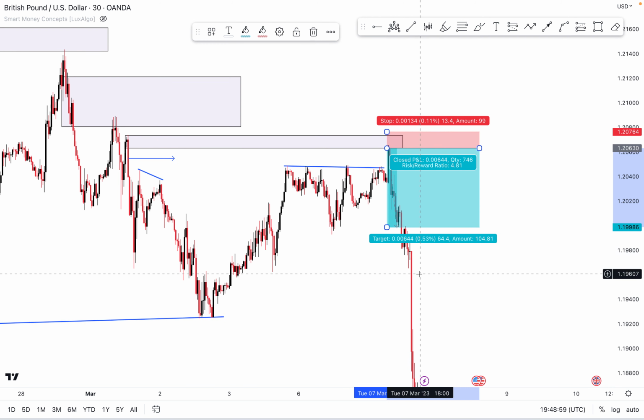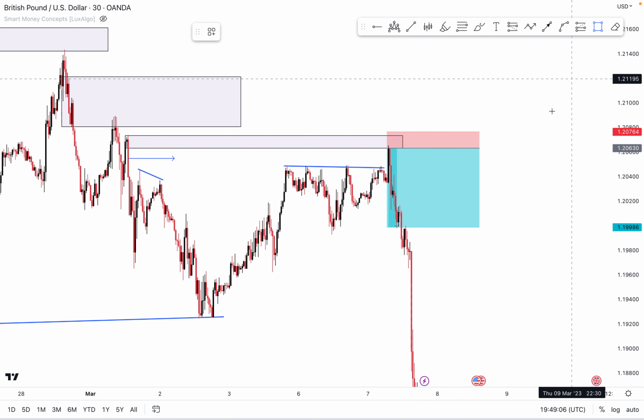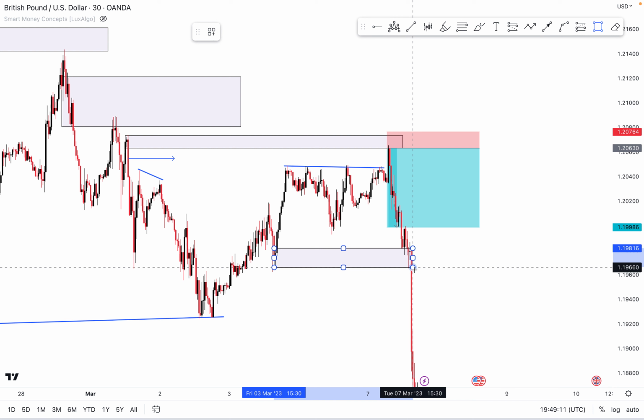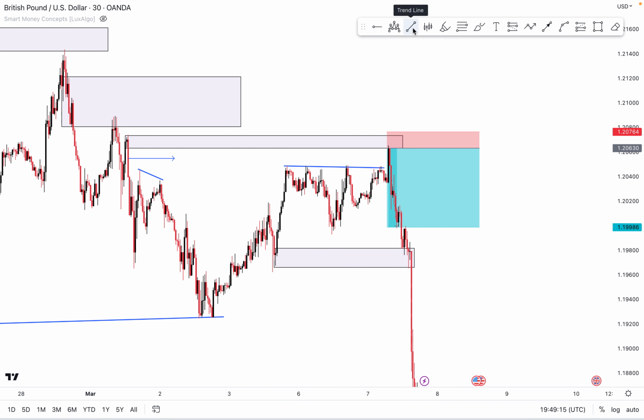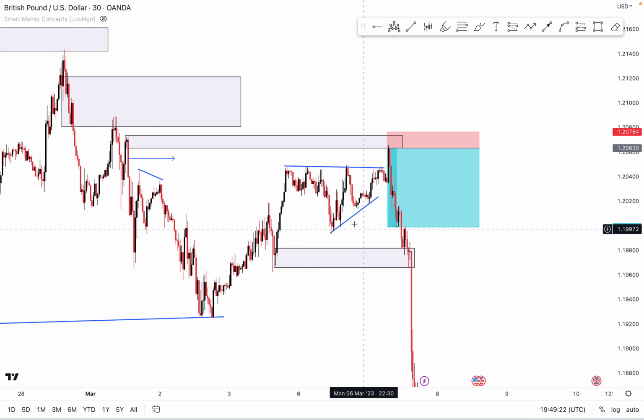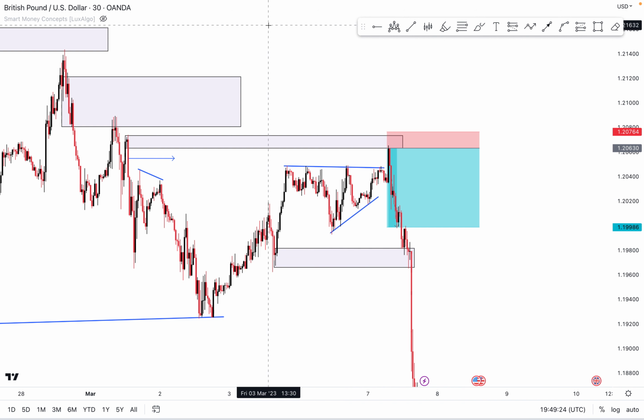Targeting where? Now this is the problem. Where should we target? When taking a trade like this, where should you target? You should target areas of unmitigated demand, because you are now selling. Areas of unmitigated demand should be your target. You need to identify the type of liquidity they're building up.